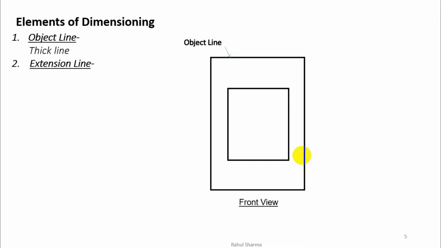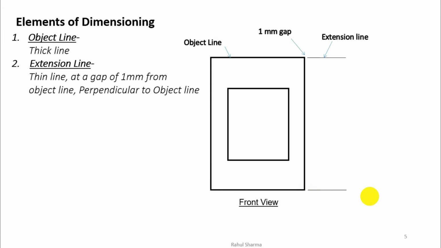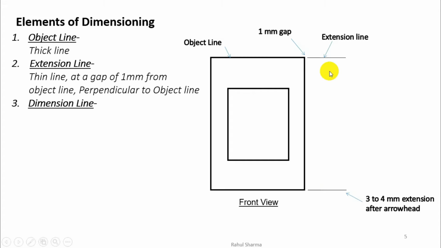Now the second element is extension line. Let's say we want to give dimension from this end to this end, so we use two perpendicular lines at a gap of 1 mm and very thin lines. These are known as extension lines. And the purpose of extension line is just telling you from which point to which point we are going to give dimension. So it is setting the limit of dimensions.